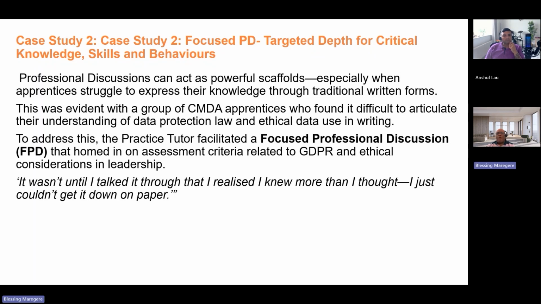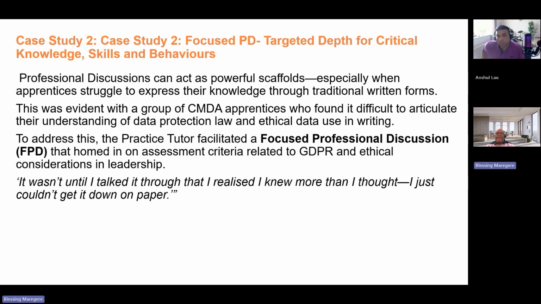So this is more about targeted depth for critical knowledge, skills, and behaviors or assessment criteria. Professional discussion can act as a powerful tool for scaffolding learning, especially when learners or apprentices find it a challenge to articulate their knowledge in traditional forms. So this could be used as an intervention for those learners that are more effective by verbally articulating their knowledge, their understanding, and how they've met the assessment criteria.